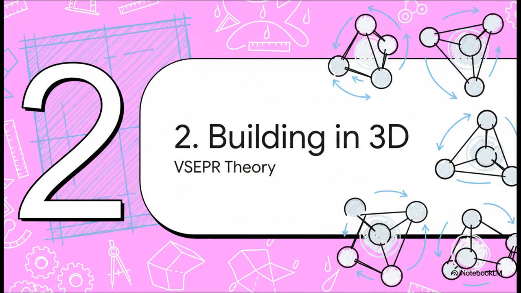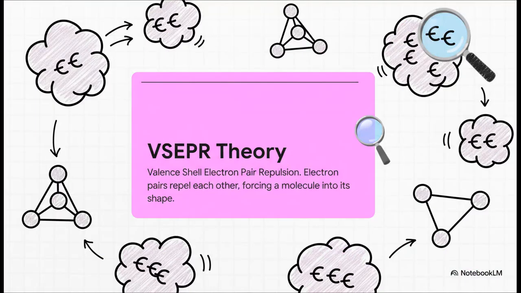And to do that, we get to use this incredibly simple but super powerful rule called VSEPR theory. Yeah, I know, VSEPR, valence shell electron pair repulsion. It's a mouthful, but the idea behind it is so intuitive. See, electrons are all negatively charged, so they just can't stand being near each other. They will literally push and shove to get as far apart as they possibly can. And it's this constant pushing that forces a molecule into its final unique 3D shape.